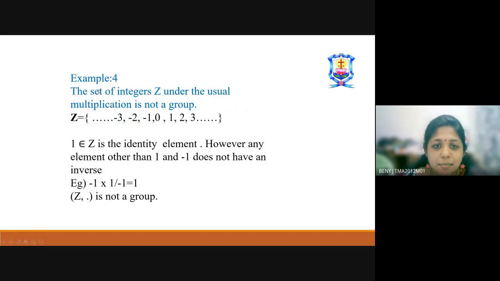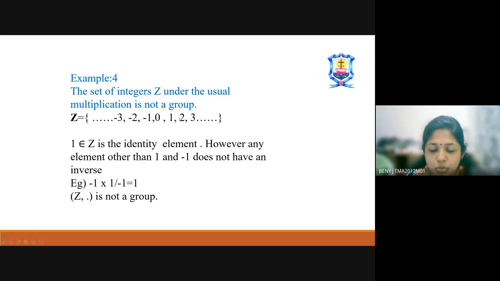Here I am taking the example: the set of integers under the usual multiplication is not a group. For multiplication, the identity element is 1, so 1 belongs in the set. Then we check whether the inverse element exists or not. The inverse of 1 is 1 by 1, which exists. The inverse of minus 1 is 1 by minus 1, the minuses cancel, and you get minus 1. Other than these two elements, the remaining elements do not have inverses.